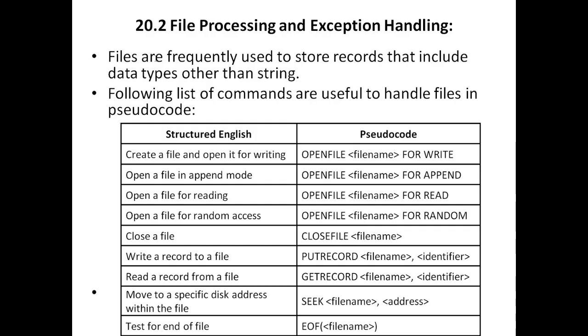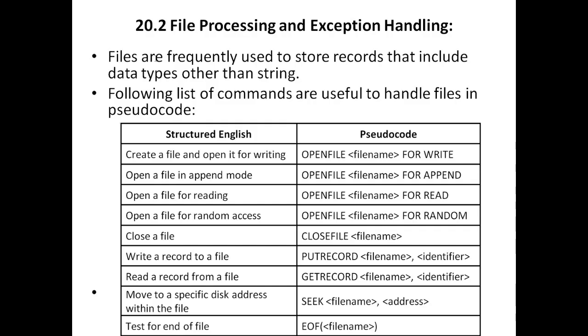If you have to open a file in append mode, then you write OPEN FILE, then its name, for APPEND. If you are opening a file just to extract some information, you open it in READ mode. If you have to open it for random access, then you open the file name for RANDOM. When you're done with the file, you close it by writing CLOSE FILE and the file name.